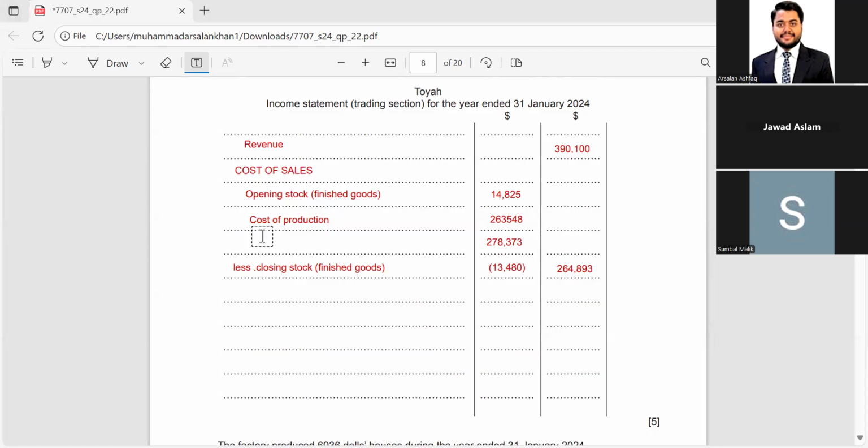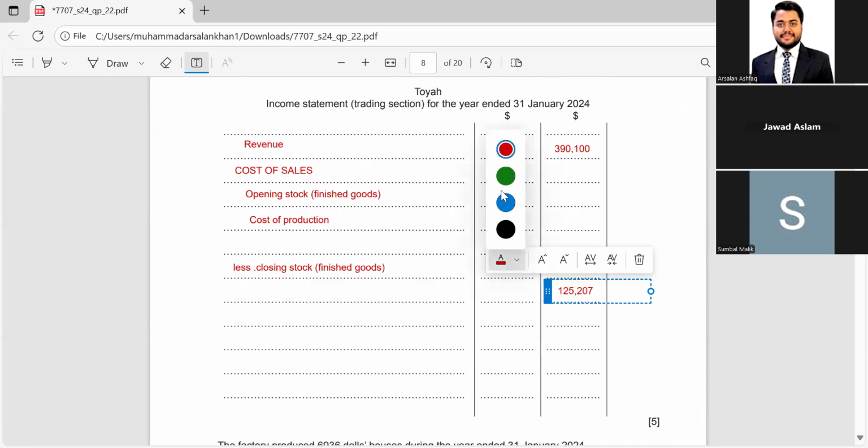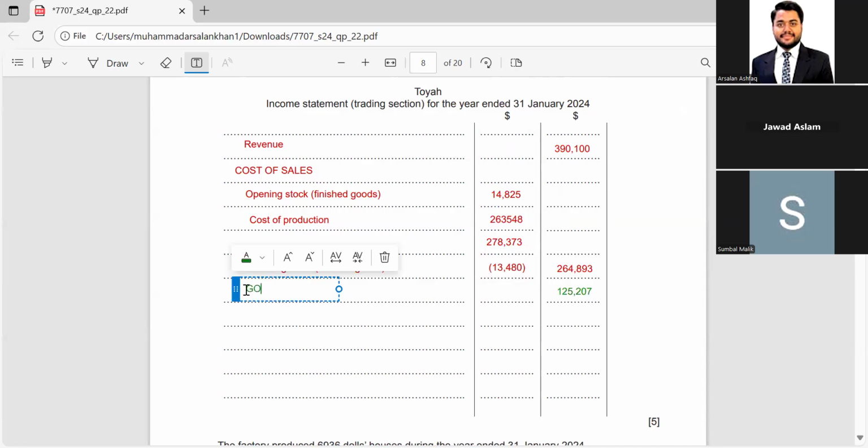Okay, revenue is 390,100. So my gross profit is 125207. Okay, 125207 is my answer for gross profit. और इतना ही मुझसे मांगा बता ट्रेडिंग अकाउंट. ट्रेडिंग अकाउंट is still gross profit, which I have done.